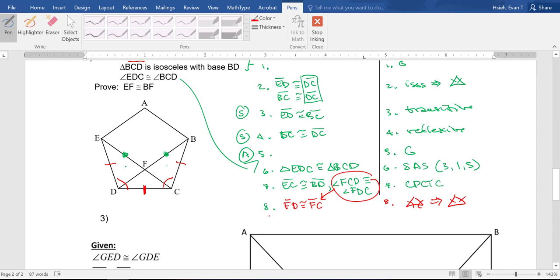And hopefully you can see that because of that, now I can go use the other CPCTC and I can just do a subtraction property. So EF is congruent to FB by subtraction, and we are done.